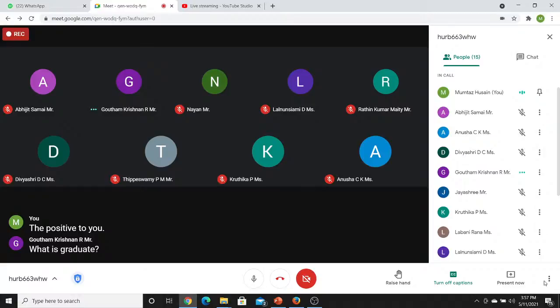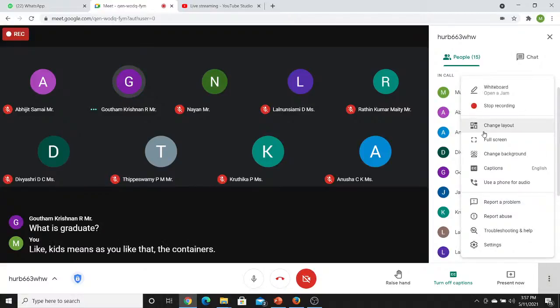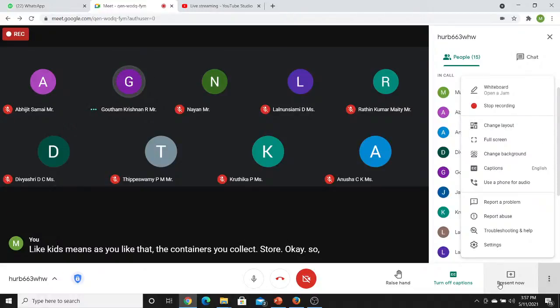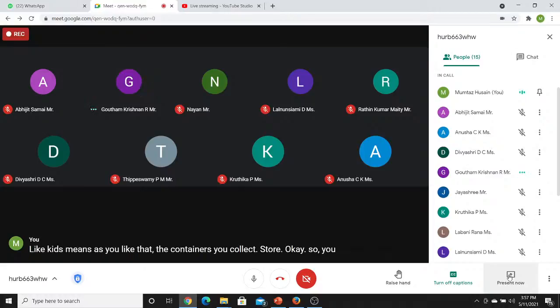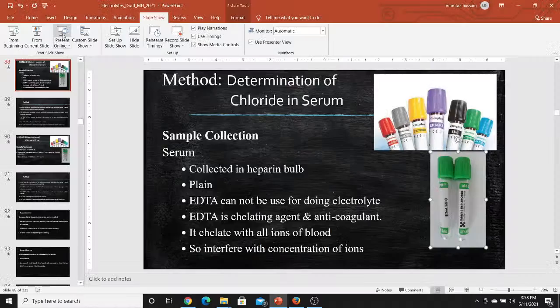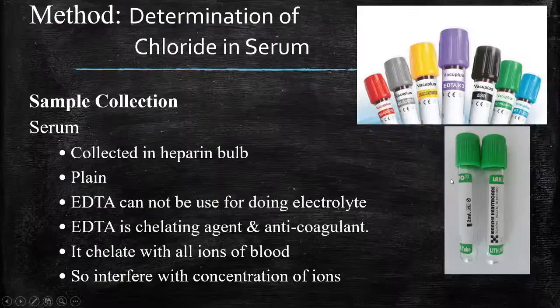Vacuates are the containers used to collect, store and prepare the samples. I'll show you the vacuate. Let me share the screen. I think you have seen them in the pathological labs. These are called vacuates. I'll show you the advantage of using such containers.